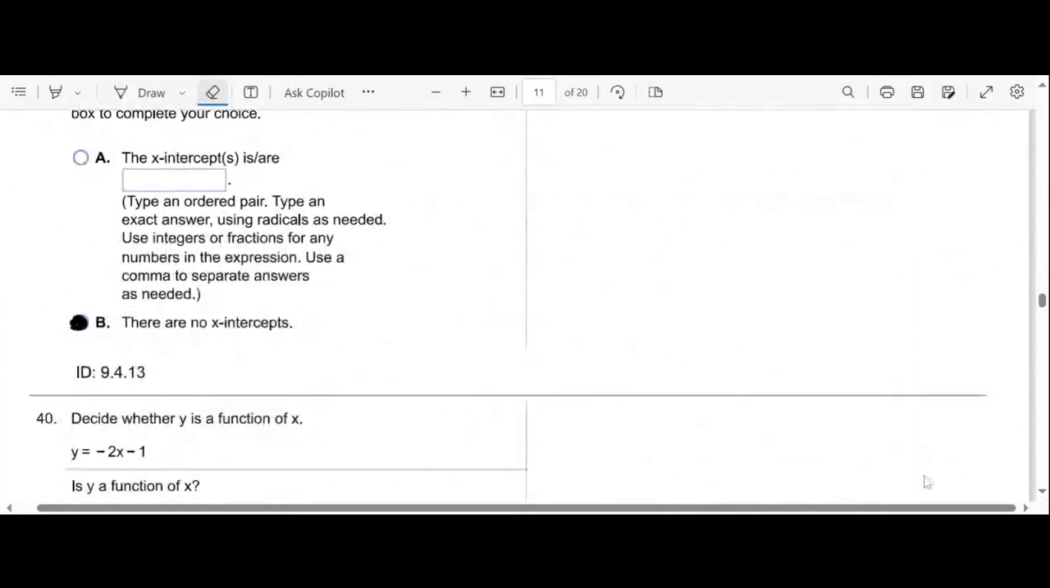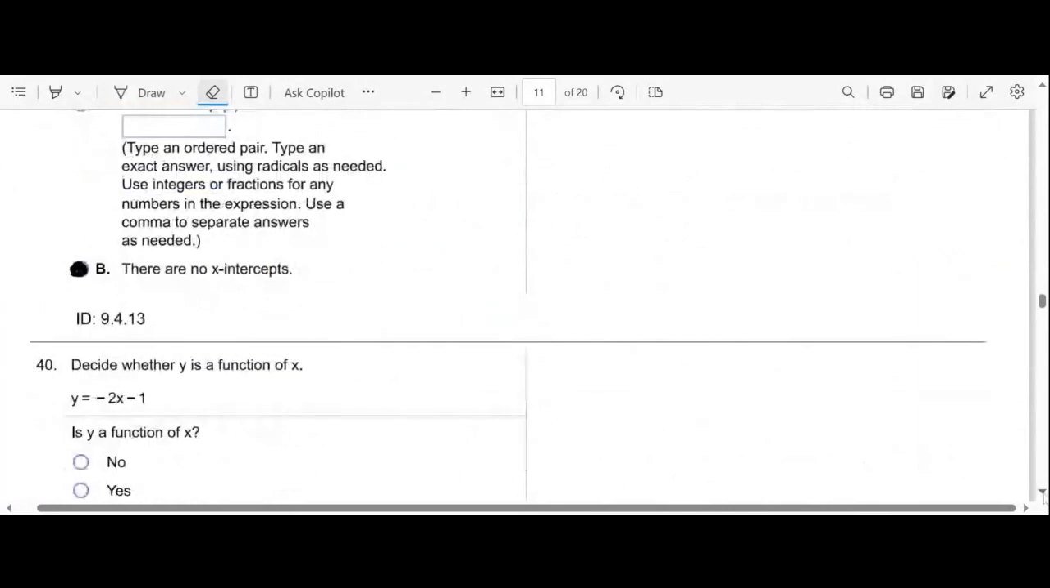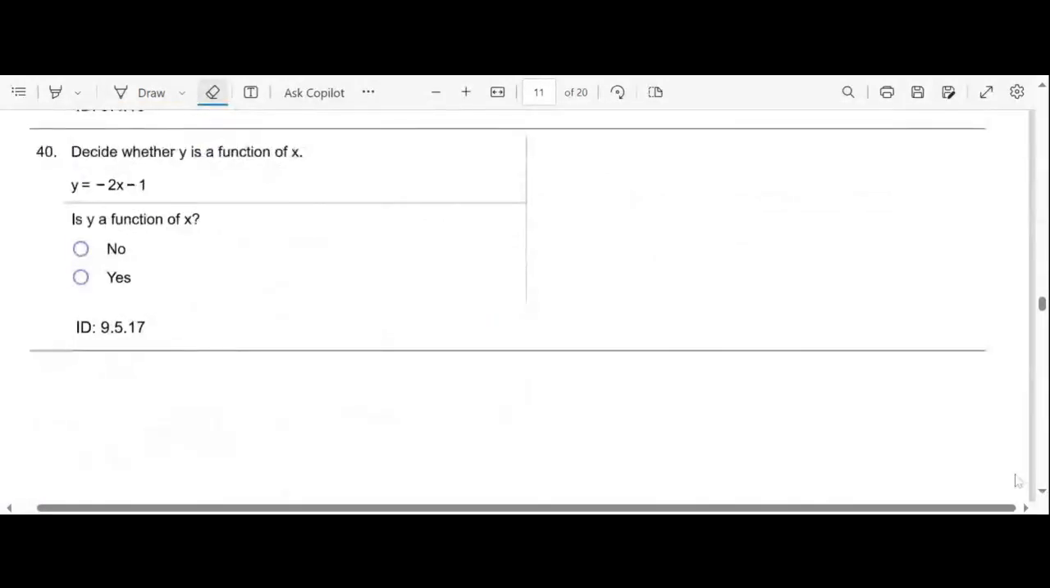Now let's go to the next one. This is vocab, true and false, and vocab. Decide whether y is a function of x. The answer here is yes, function. Remember, only when it's y squared, this is not a function.